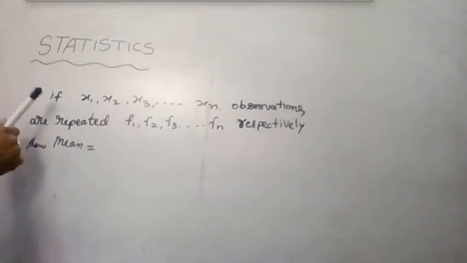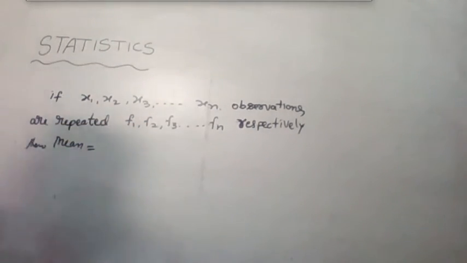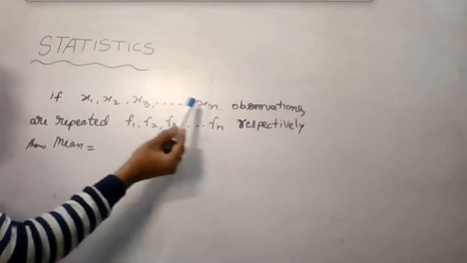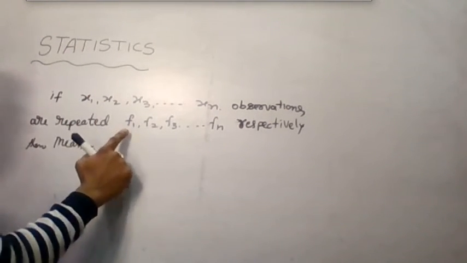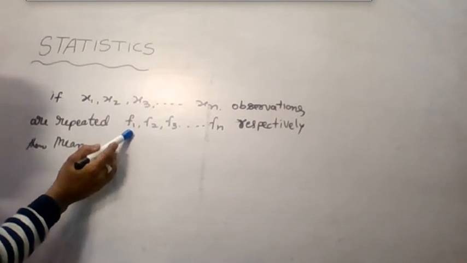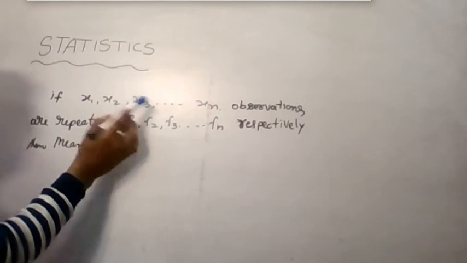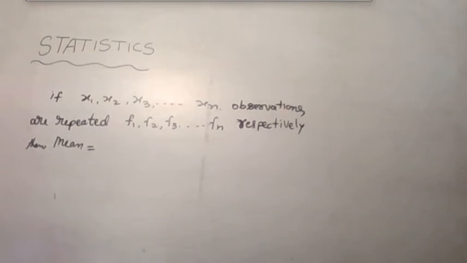Right, children. Now, if x1, x2, x3, so on till up to xn are the observations, and these observations are repeated f1, f2, f3 till up to fn times respectively, which means x1 repeats f1 times, x2 repeats f2 times, x3 repeats f3 times, like that xn repeats fn times respectively. Okay, then what will be the mean?